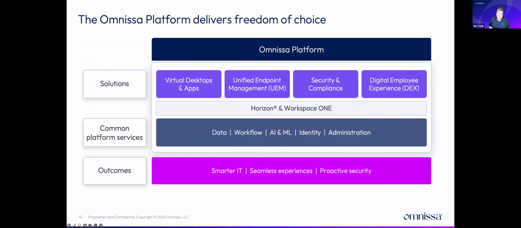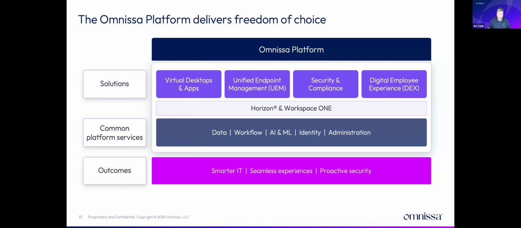So what do we mean by the Omnissa platform? In a nutshell, it's really everything we do. If you were following us in the VMware timeframe, we used to call this Anywhere Workspace. We've broken it down into 4 major solution areas: virtual desktops and apps, unified endpoint management, security and compliance, and digital employee experience, or DEX. Undergirding that, the 2 big buckets are Horizon and Workspace ONE. There's a lot of nuance within that, but generally, those are the main 2 products.